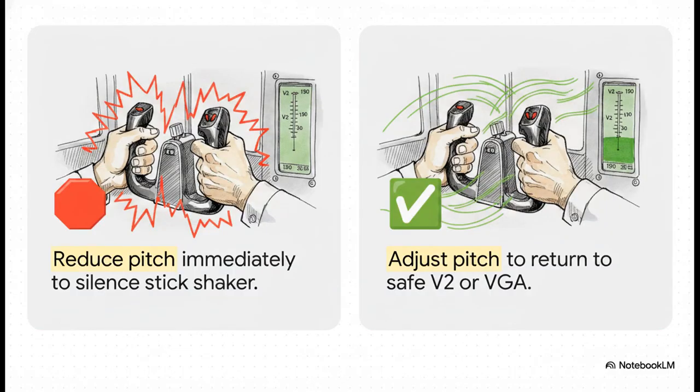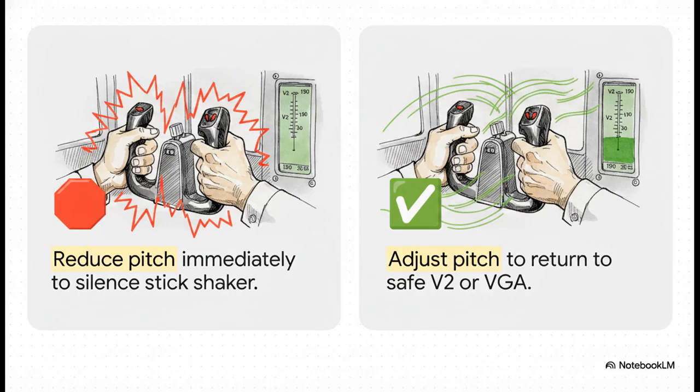Now, here's a massive point of failure to watch out for. When you're pulling back hard to avoid terrain, there's a serious risk of stalling. If the stick shaker occurs, or the airspeed tape turns red because you're getting too slow, your instinct might be to just keep pulling back to get away from the ground. Absolutely do not do this.